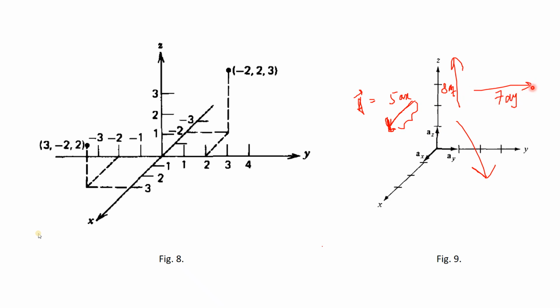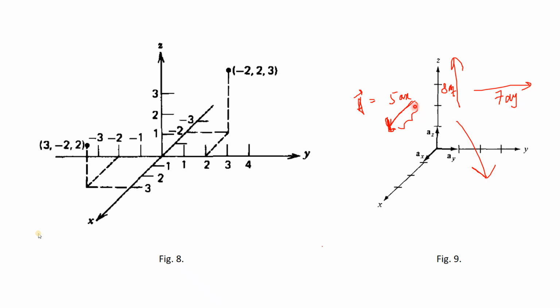So 7 ay is a vector which is along the y axis with magnitude 7. 8 az, that means 8 unit vector z, is a vector which is along the z axis with magnitude 8.